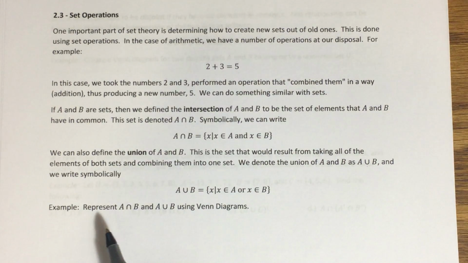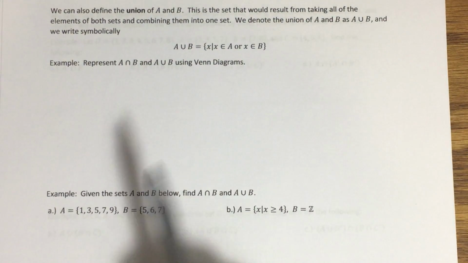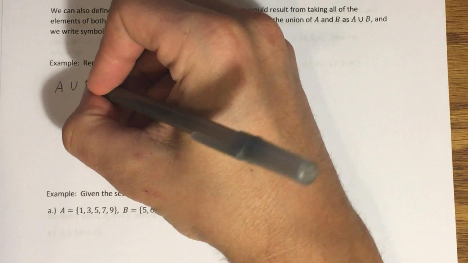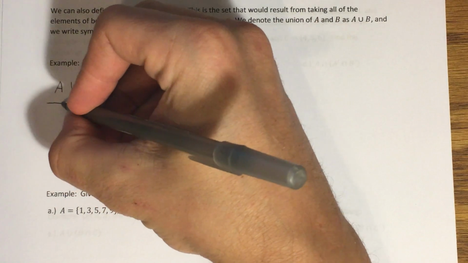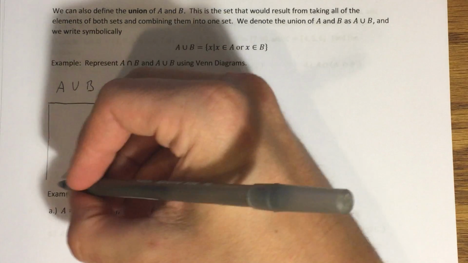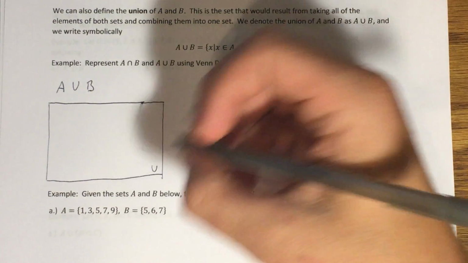So it's going to be a little easier to see this if we do this example here depicting both of these sets using Venn diagrams. So let me start with A intersecting B. What does the Venn diagram for this look like? We start by creating our universe, a little smudge right there, U.